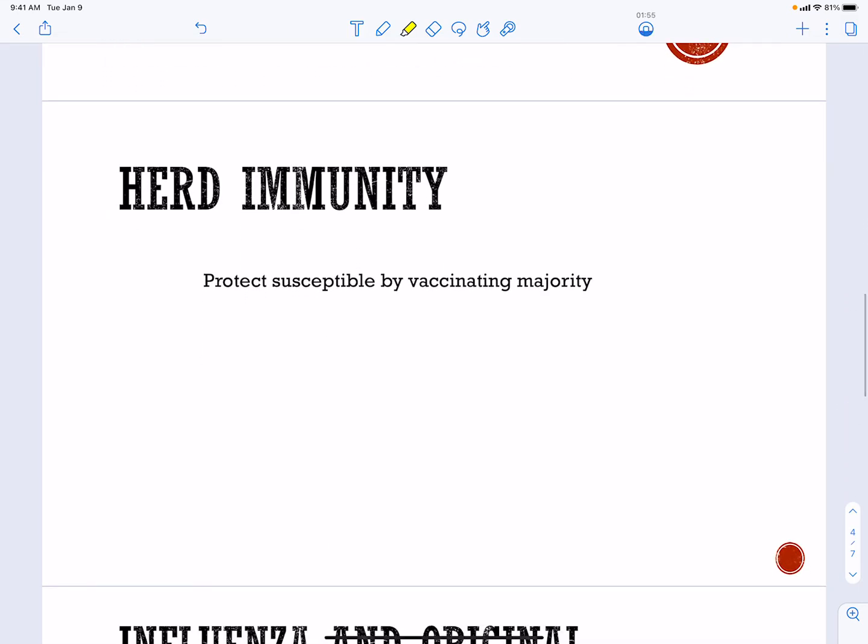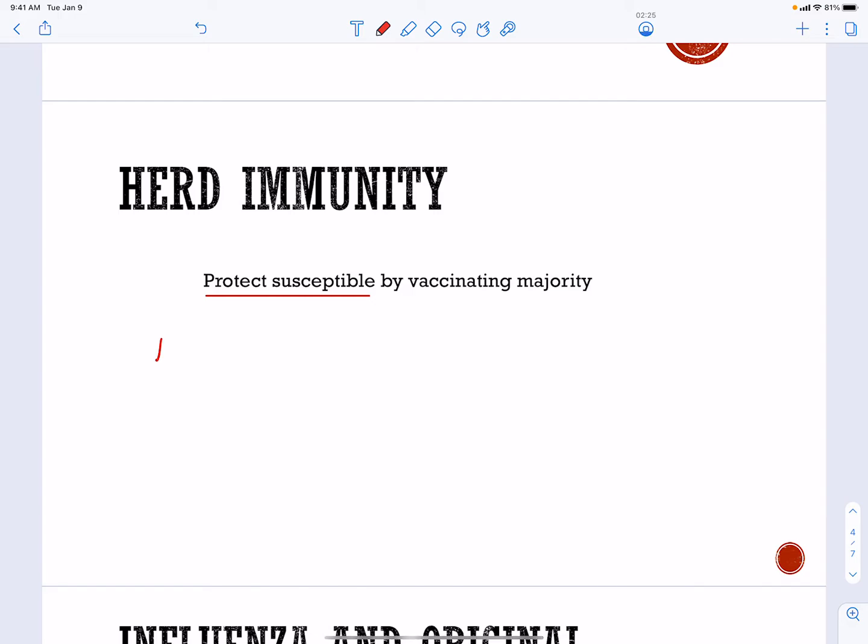Now, herd immunity is really how much of the population do you need in order to protect the susceptible. So the key here is you're protecting the susceptible. So healthy people, from a public health standpoint, should get vaccinated because sometimes, for whatever reason, even if you vaccinate the susceptible population, they might not respond very well because of comorbidities that are occurring in their bodies.